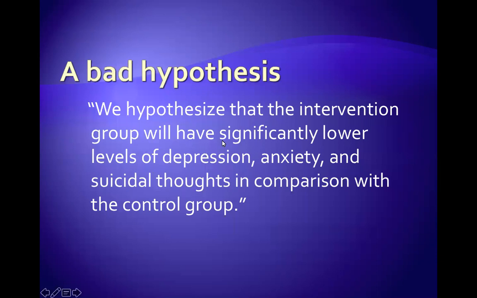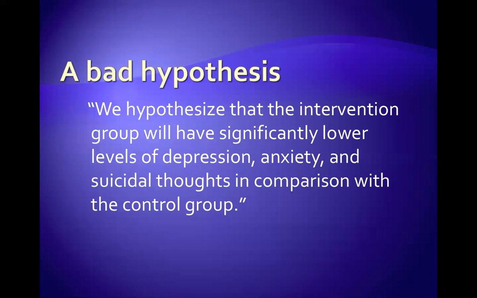one variable that's being hypothesized in this hypothesis: depression, anxiety, and suicidal thoughts. So, for example, if you hypothesize that the intervention group is going to have significantly lower levels of all three of these, what if you find out in your results that suicidal thoughts are significantly lower, depression is significantly lower, but anxiety remains the same? Do you reject the hypothesis or do you fail to reject it?